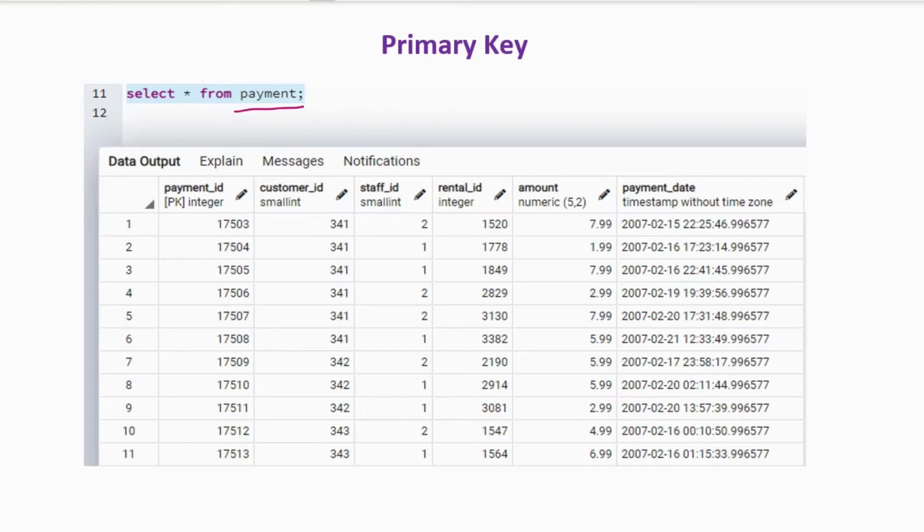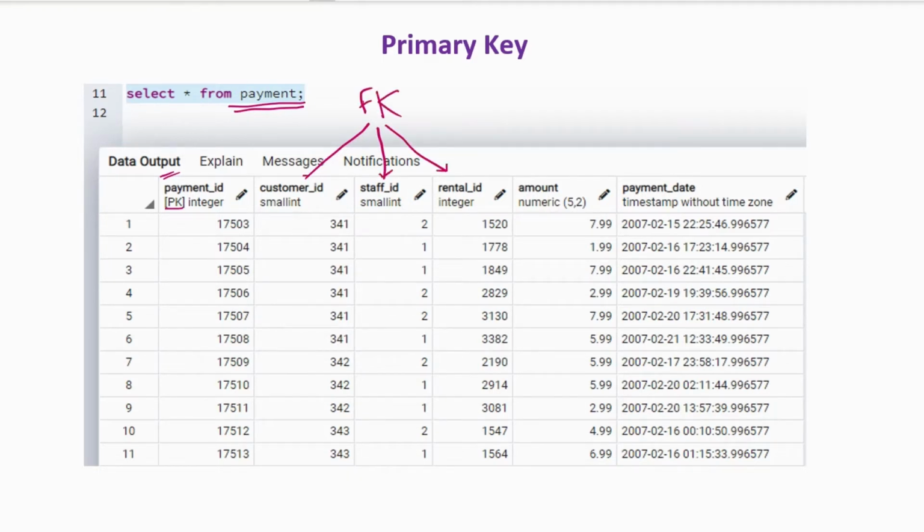So as I said, within this payment table, we have some columns like payment ID, customer ID, staff ID, rental ID, amount and payment date. Over here, this payment ID column is a primary key, which, if you pay attention, is denoted by this PK given in brackets. Also, these 3 columns, customer ID, staff ID and rental ID, are actually foreign keys.